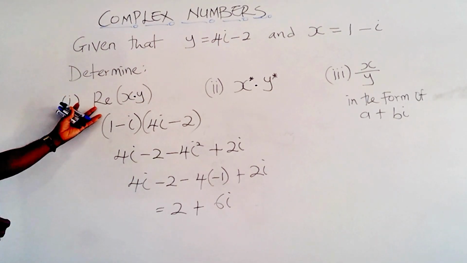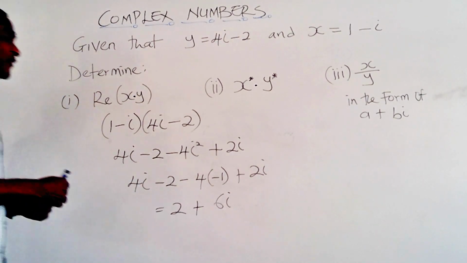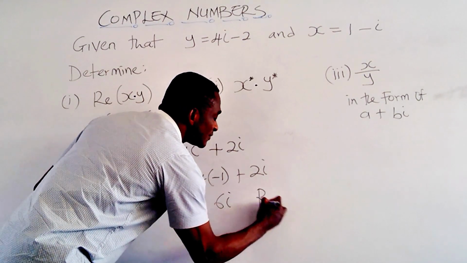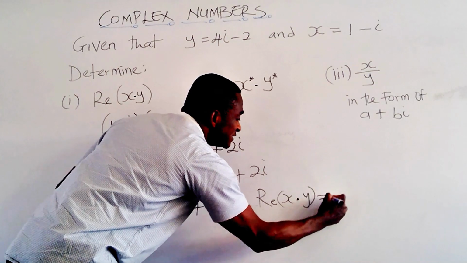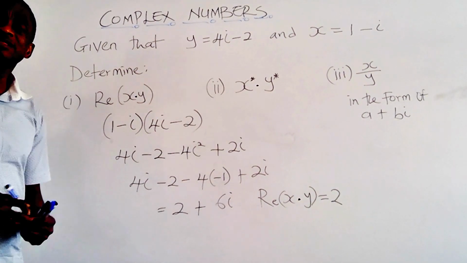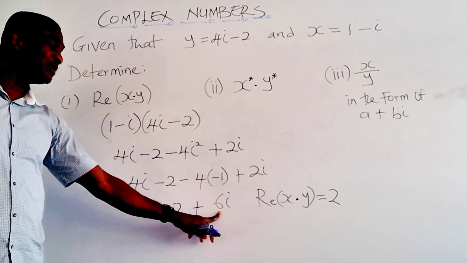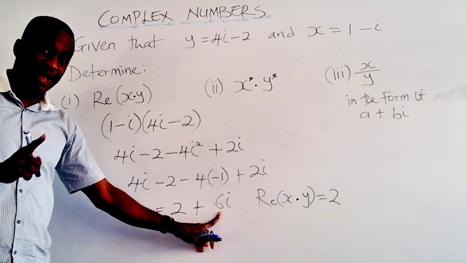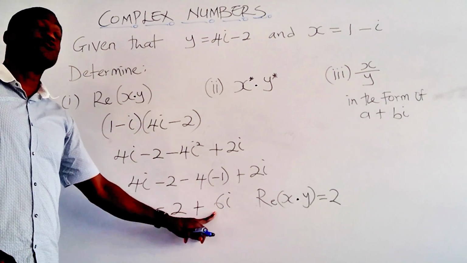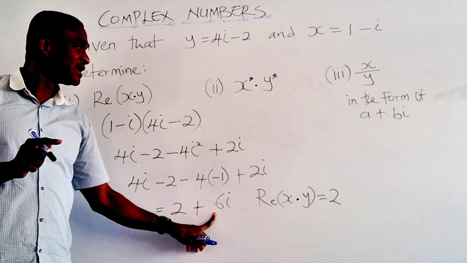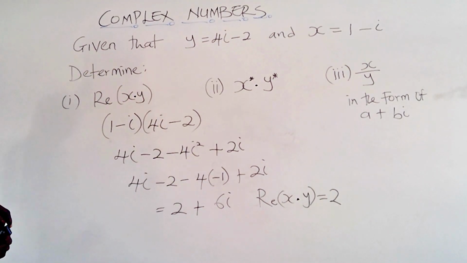And they want the real part of it. So the real part of x times y is 2. If they wanted the imaginary part, it would have been 6. Please, not 6i. i is also imaginary. If they wanted the imaginary part, it would have been 6. So this is the real part of this.